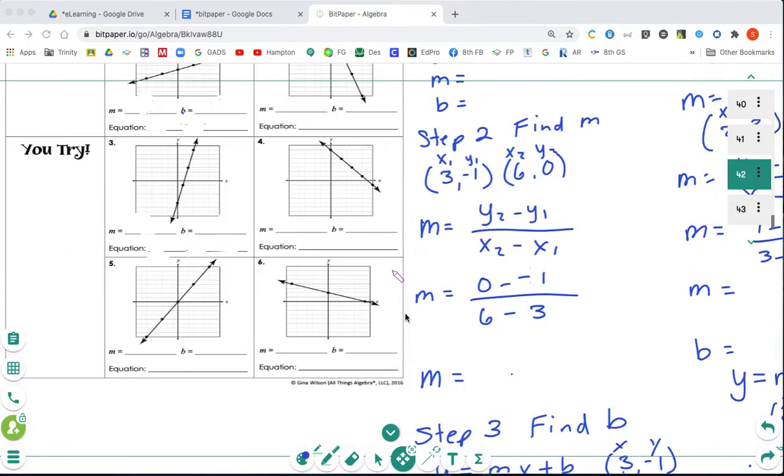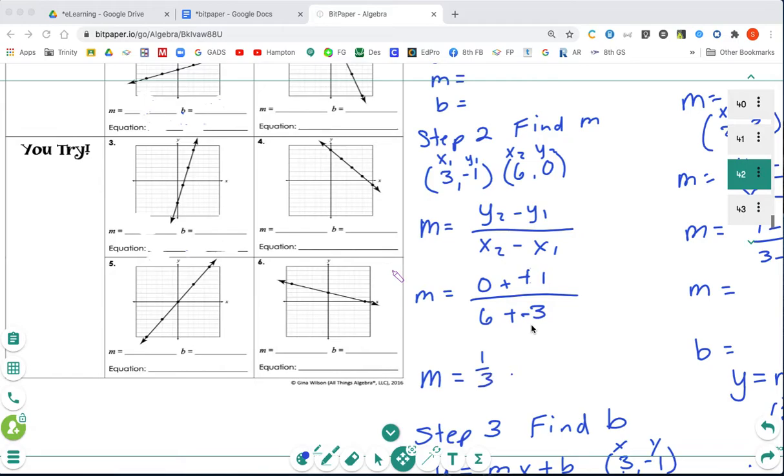I'm going to label my ordered pairs x1, y1, x2, y2. My formula, m = (y2 - y1) / (x2 - x1). I'm going to plug in my values, (0 - (-1)) / (6 - 3). I'm going to keep, change, change, and keep, change, change. And I'm going to get my slope is equal to 1/3.